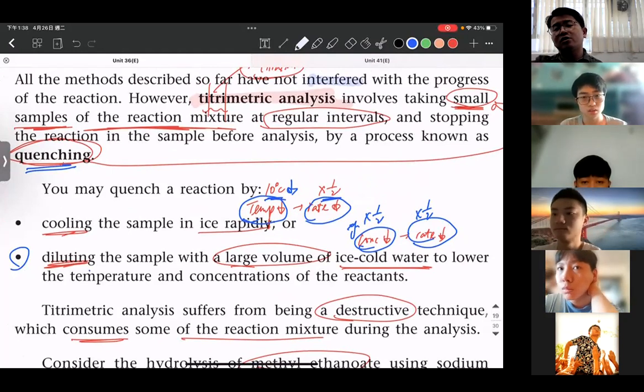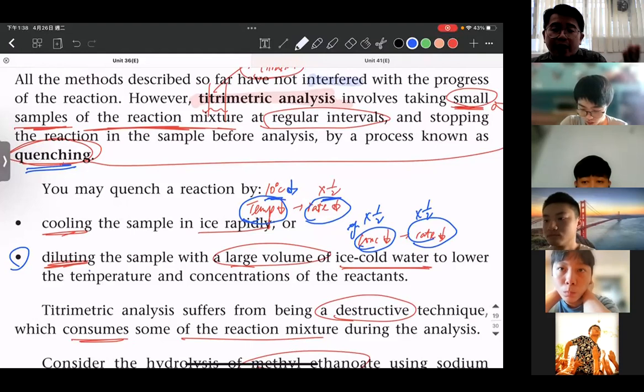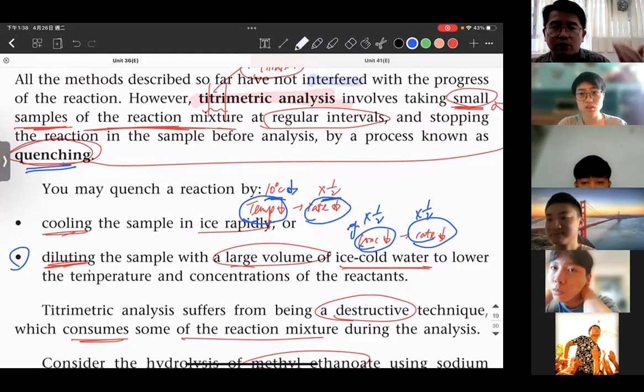Temperature drop by 10 degrees, the rate will be slower by 2 times. Will be slower than 2 times, right? So you add it together. By doing so, you get a combined effect. It will make the solution mixture much slower. So we call that quenching. Can you get the point?